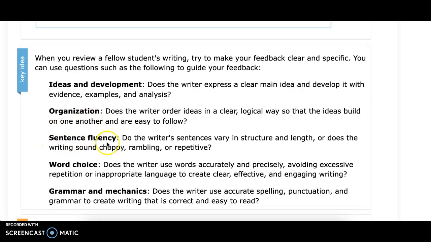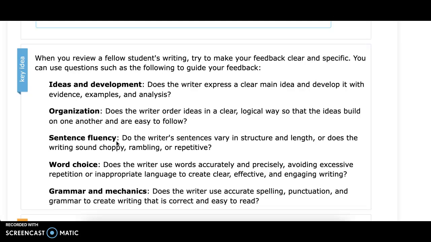Sentence fluency refers specifically to the writer's use of sentences and sentence structure. We want to make sure that they use a variety of sentence length. Too many short sentences in a row tend to make our writing sound really immature. Sentences that are way too long can also be really confusing and rambling sounding. So we want to make sure that they have an appropriate flow and that things don't sound too choppy or too repetitive.